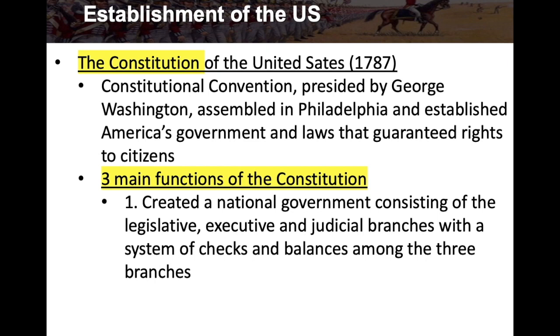So legislative is the Congress. That's the House of Representatives and the Senate. That's the legislative branch. The executive branch is the President of the United States, and the judicial branch is the Supreme Court. So those are the three branches of our government, and there are checks and balances in all of this, so one doesn't become too powerful.